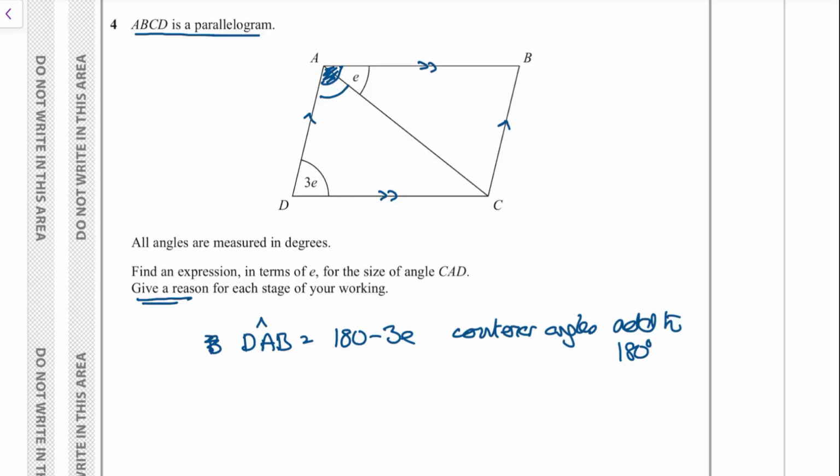So it will look for the words co-interior add to 180. You don't have to write exactly that, but it needs synonyms or equivalent words. Then I'm going to note that angle DAB. Now, what does it say? It says give a reason for each stage you're working.